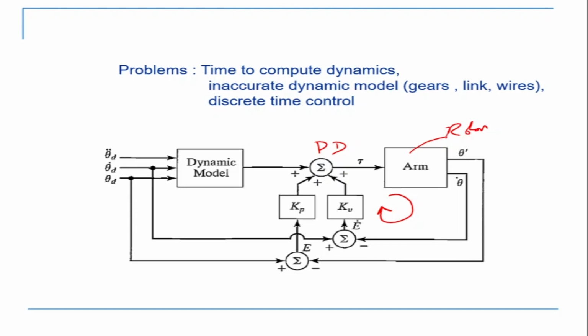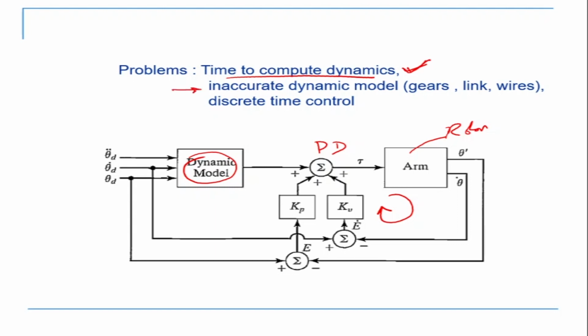But there is a little problem with this. One of the problems is the time to compute the dynamics. We have seen that you have to find the position, velocity, acceleration when it is moving. Then you have to compute it in real time, and computing that in real time takes a bit of time. So this loop is going to get slightly delayed. Well, with a fast processor, maybe this can be done almost in real time. You can compute it very fast.